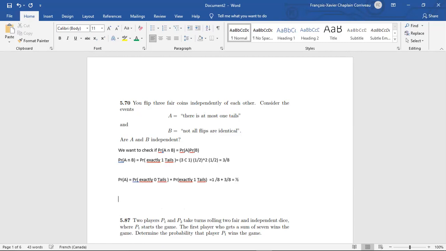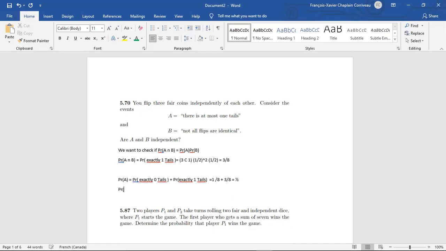All right. Next one. What is the probability of B? Not all flips are identical. So here we want the probability that not all flips are identical. And yeah, that's exactly the idea. So there's several ways to do this one.